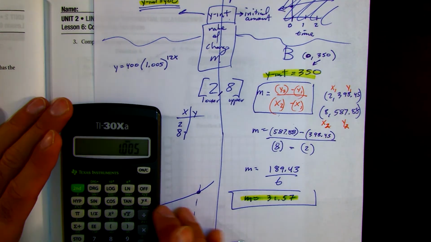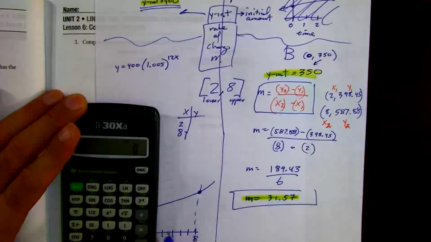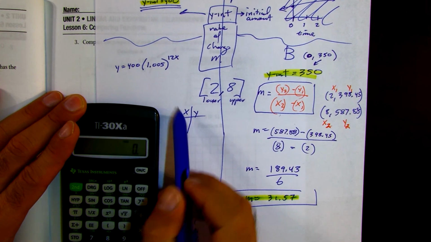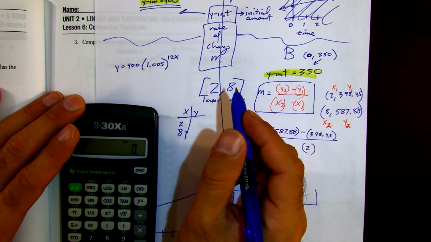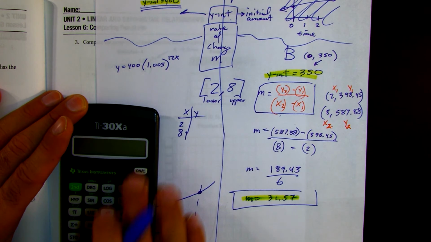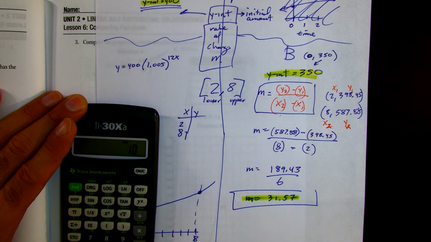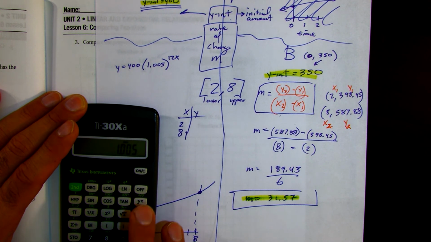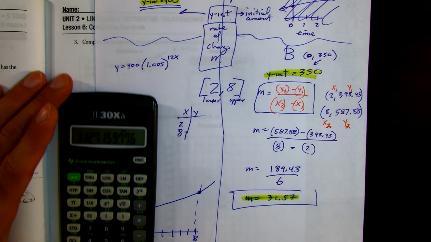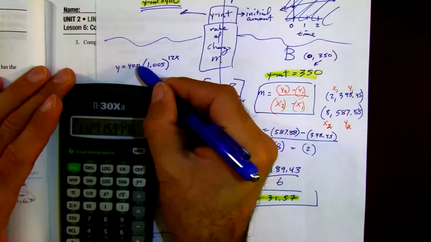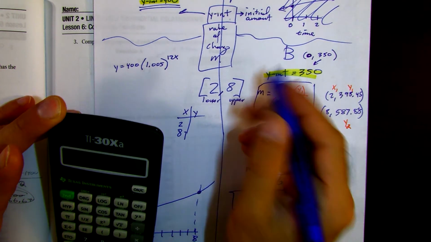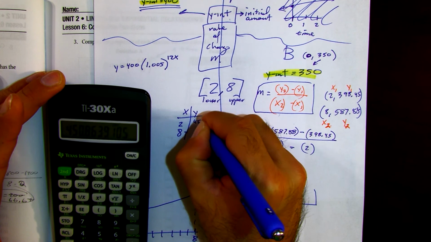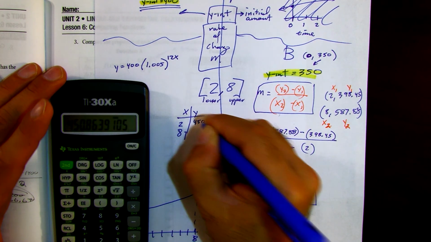So let's do a little bit of calculator work. We're going to plug in 2 for x. Right off the bat, I know that 2 times 12 is 24. So essentially for this one, I'm going to go 1.005 raised to the 24th, and then I'm going to take that and multiply it by 400. And I get 450.8.